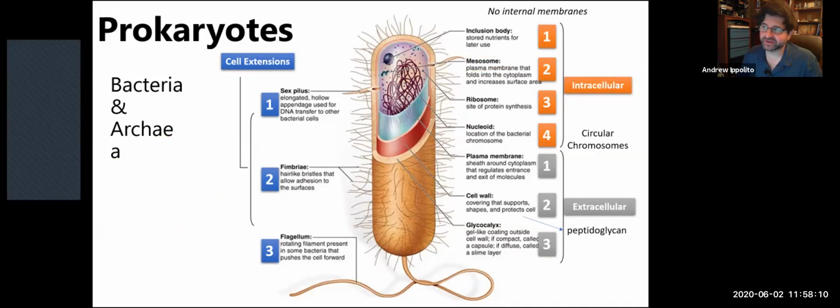And then lastly, we have these things called inclusion bodies. Inclusion bodies are just dense aggregates, generally of protein and maybe some carbohydrates and some lipids that the cell will use to metabolize for later.